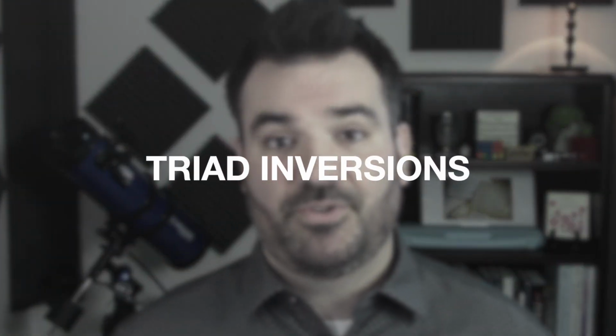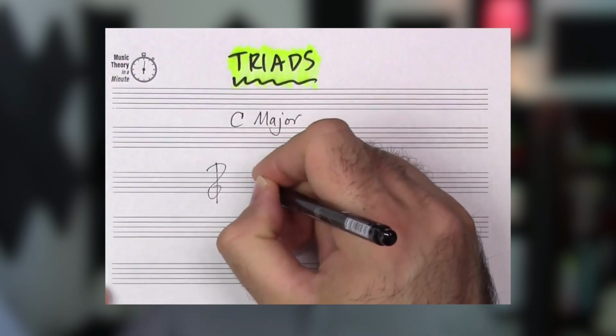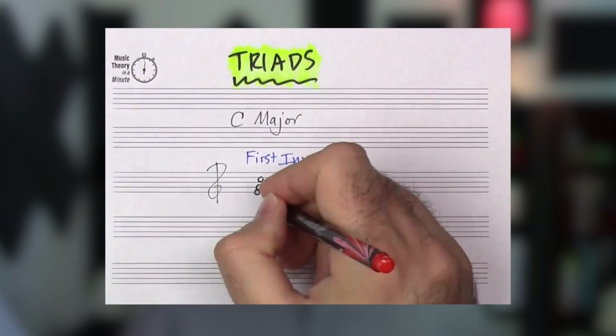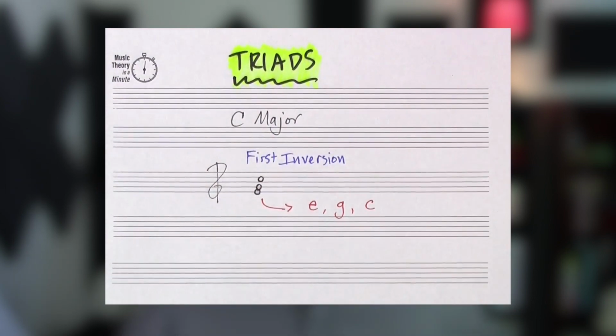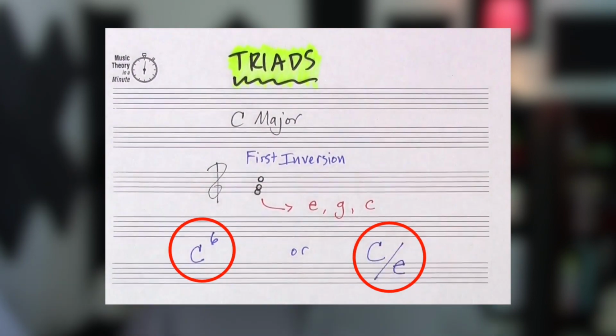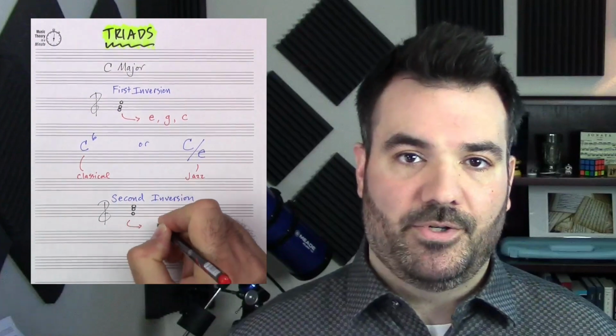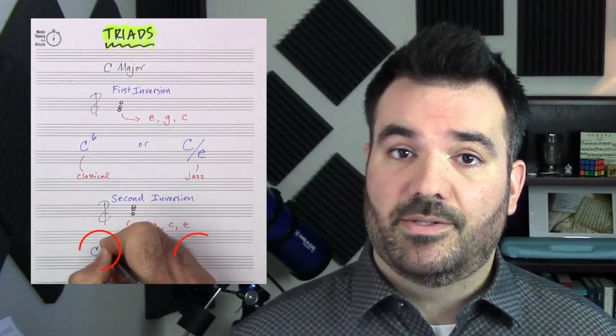If we start with a C major triad, but add an E below the root, which is C, we still have a C major triad, but now it's in first inversion. You might see it written like this, or like this. If we add a G below the root instead, it's still a C major triad, but now it's in second inversion. You might see it written like this, or like this.